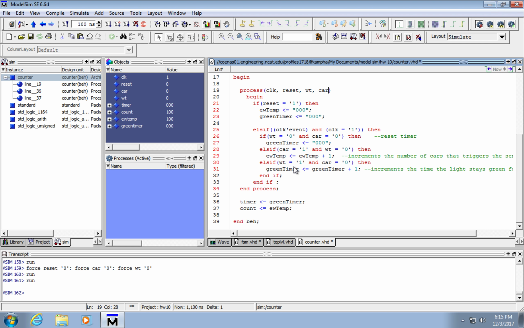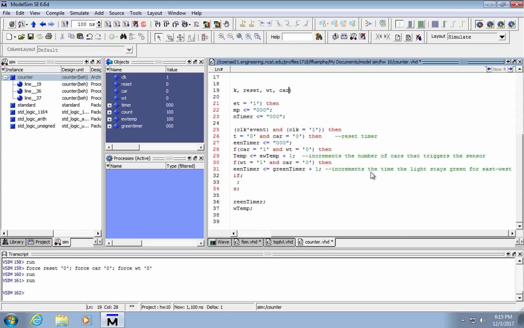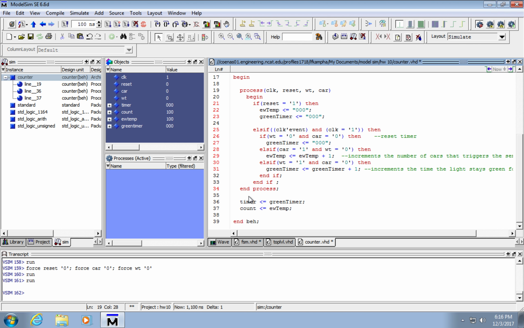So here we have to ensure that the control from the finite state machine is sent as WT is 1 and car is 0, so that the green timer can begin to increment. And this right here dictates how long it increments, the amount of time that the green light for east-west remains green. And here we have our outputs. Green timer will feed into timer, and east-west temp is equal to count, which will then be sent to our top level once it's all connected together. These are our outputs for the counter.